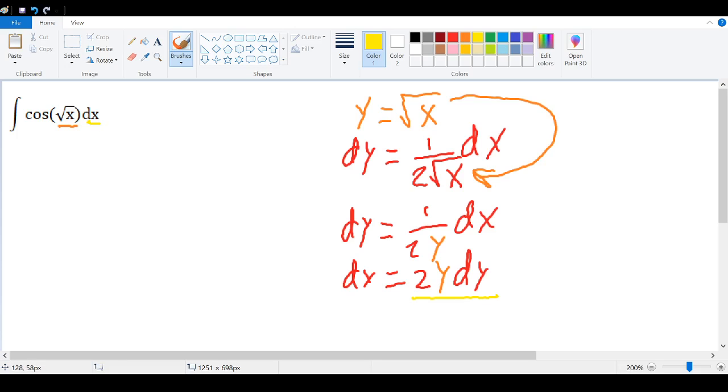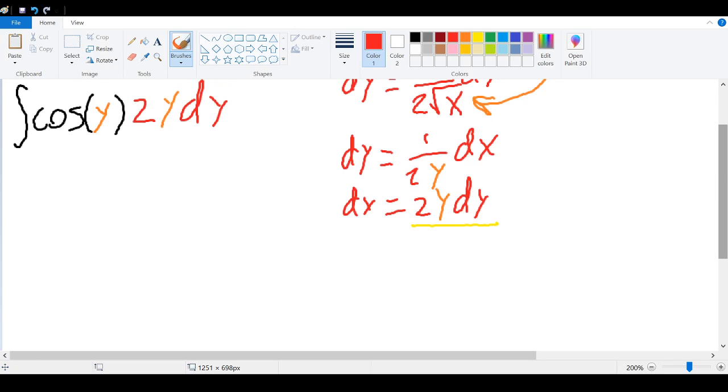And let's do that. So when we make the substitution, we have the integral of the cosine of root x, which is y, cosine of y, and then dx is equal to 2y dy, all right? And now, this is starting to look like an integration by parts question. It's just now the variable is y, not x, all right? So let's bring this down a little.